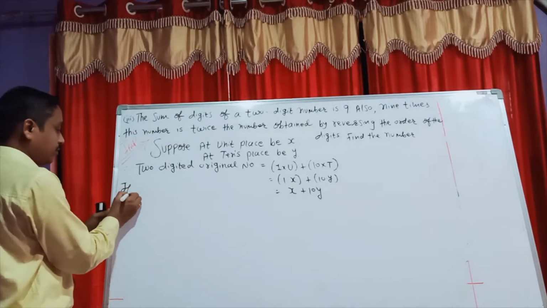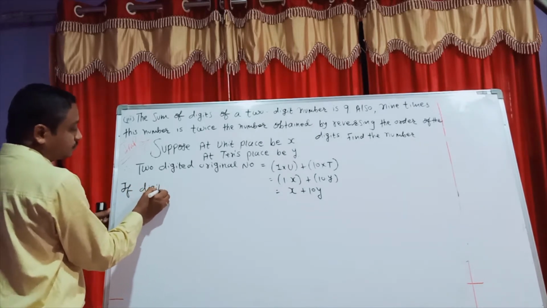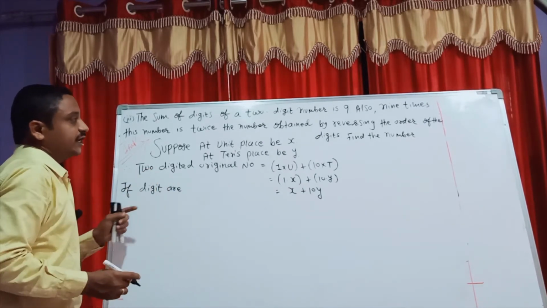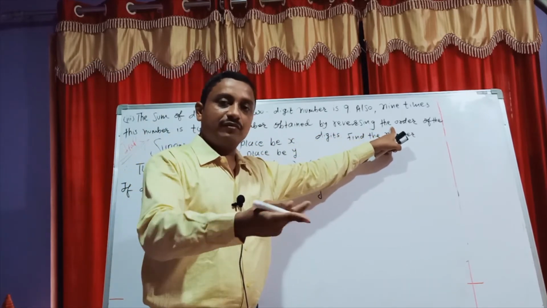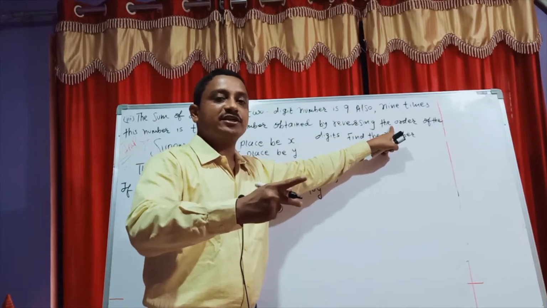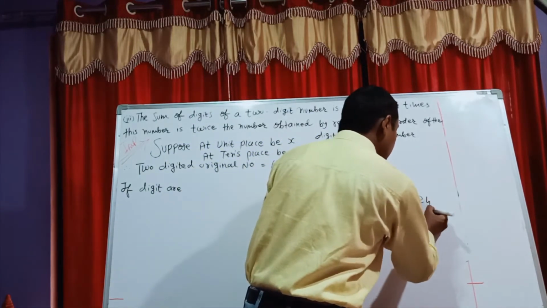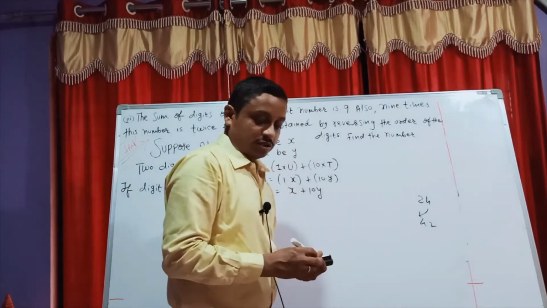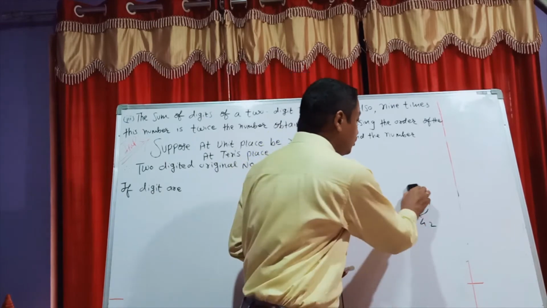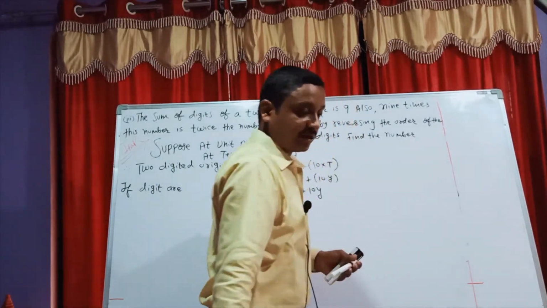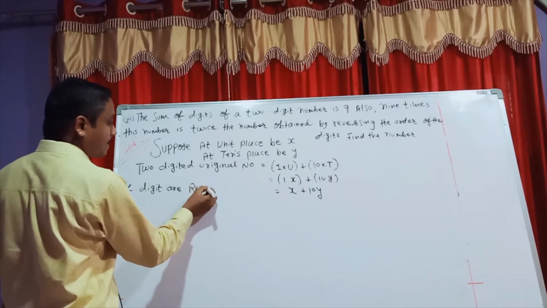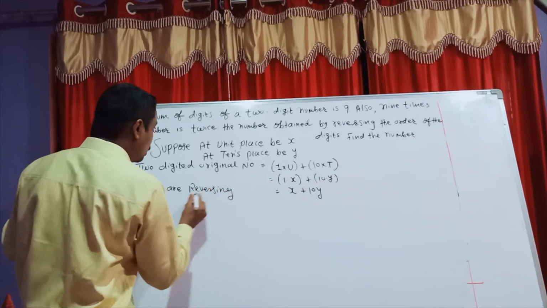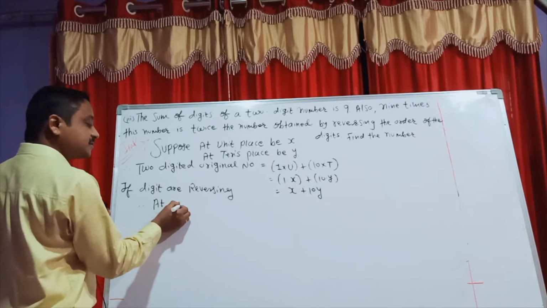Now if the digits are interchanged, because read here, the number is twice the number obtained by reversing the digits. Reversing means the digits are interchanged, just like if your number is 24, interchanged then 42. So the digits are changed, so the number is changed. So the same here. If the digits are reversed, so what is at the unit place?